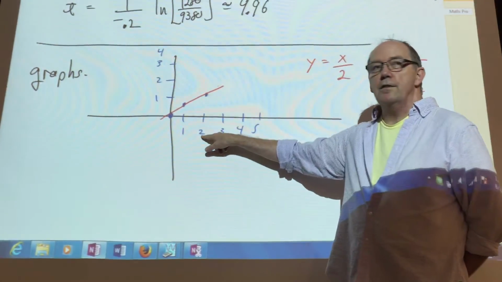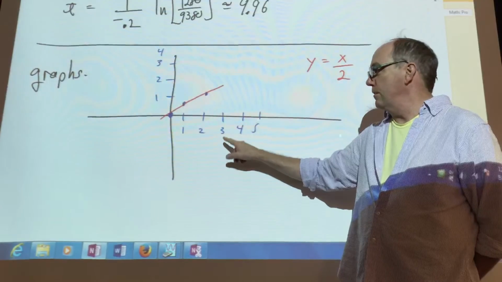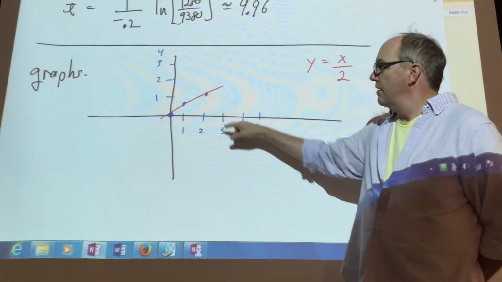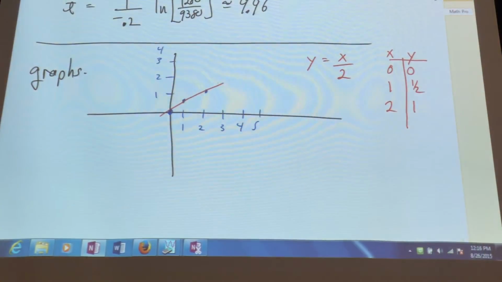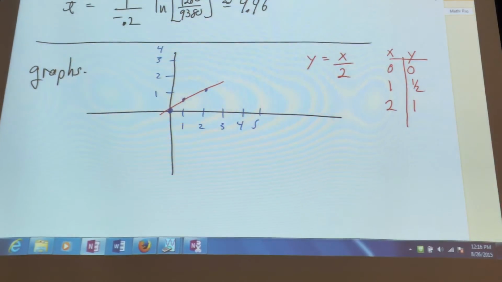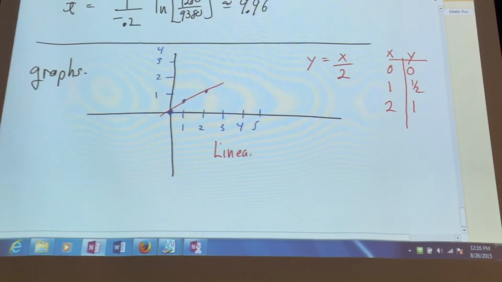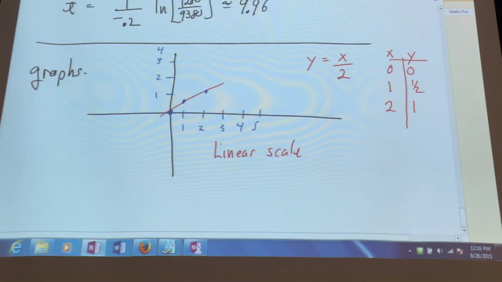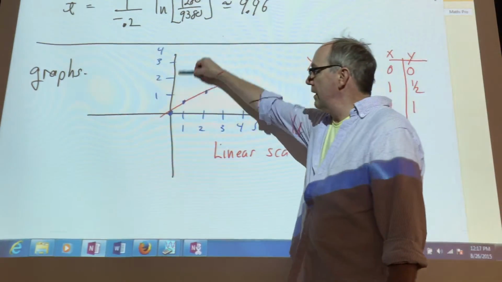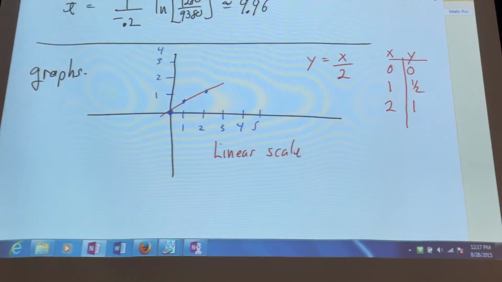From 1 to 2 is 1 unit, last time you looked. From 2 to 3, also 1 unit. 3 to 4, also 1 unit. As you go from one point to the next point, you're always moving by 1 unit. And you never thought that they would bother to label this thing. This is called a linear scale. And because this graph has linear scales on both axes, it's called a linear graph.